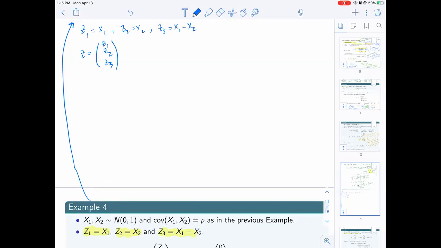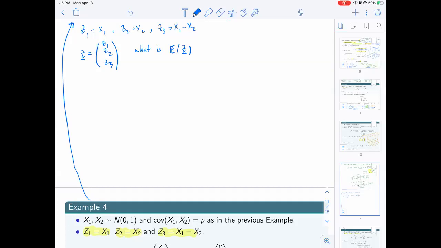So this is a random vector, and I would like to understand its expectation and covariance matrix. So what is the expectation of Z? I'm going to put a bar here to denote that this is a vector. So what is the expectation of Z? How should we go and compute it? The expectation of Z is 0, 0, 0.